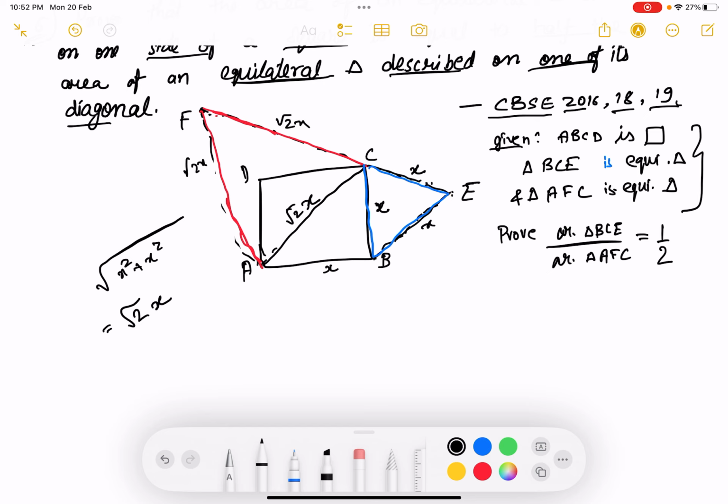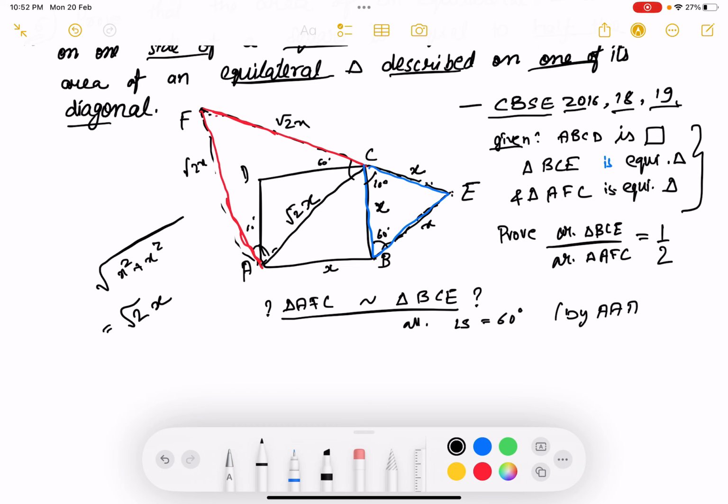Okay, and one more thing, that triangle AFC is similar to triangle BCE. Why? Because they both are equilateral. All angles are equal to 60 degrees. This is also 60, this is also 60, and here this is also 60, and this is also 60. So by similarity, the triangles are similar.